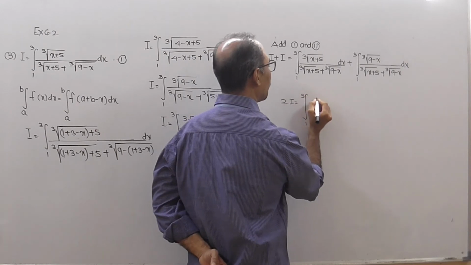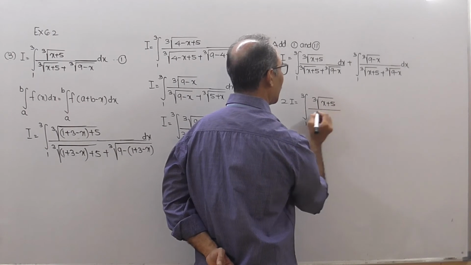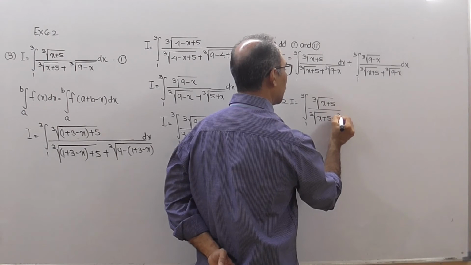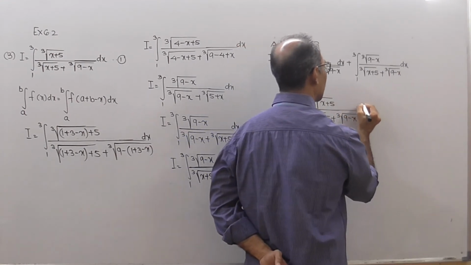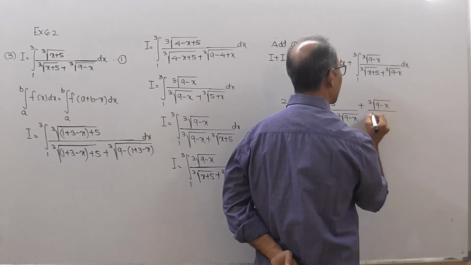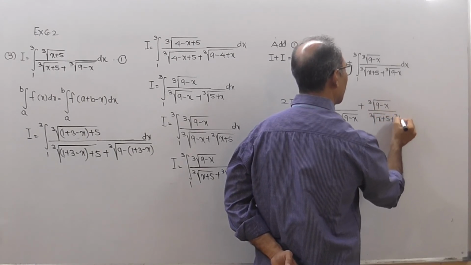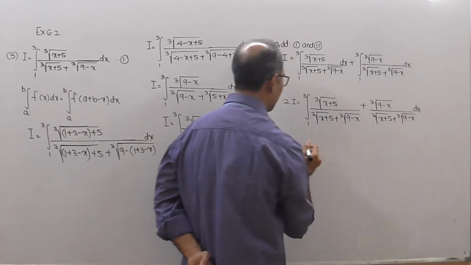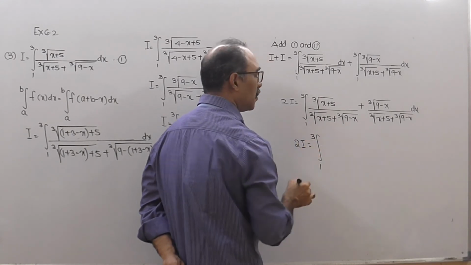This is integration 1 to 3, cube root of x plus 5, cube root of x plus 5 plus cube root of 9 minus x, cube root of 9 minus x and dx. So if you check, the denominator is the same, so you are on the right track.